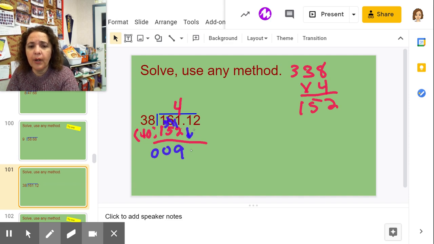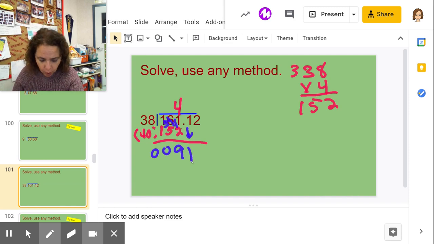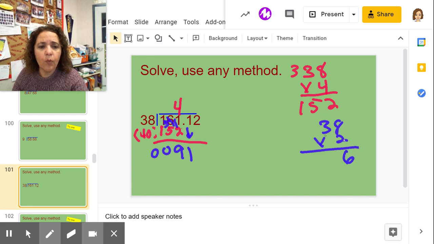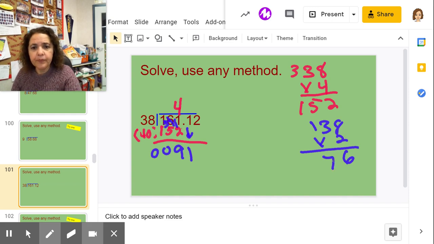Bring down my 1. 4 goes into 9 how many times? 2 times, right? So I'm going to do 38 times 2 over here. 8 times 2 is 16, carry my 1. 3 times 2 is 6, plus 1 is 7. It gives me 76. So I'm dividing here, so my 2 goes there, minus 76.